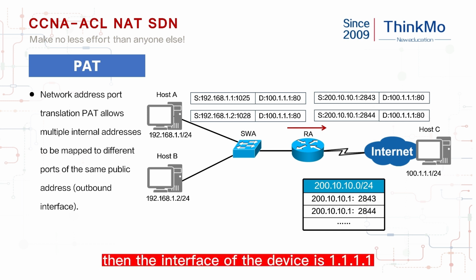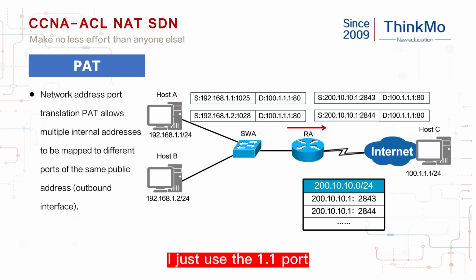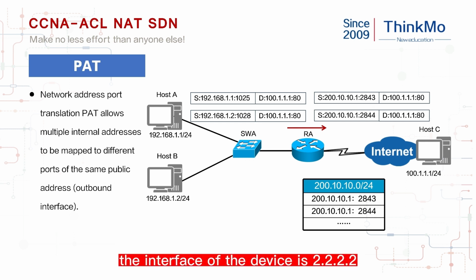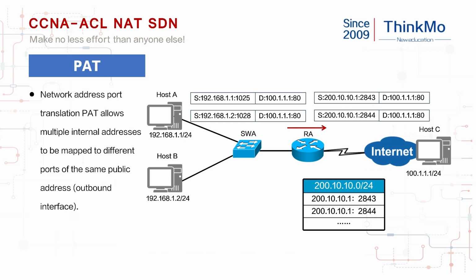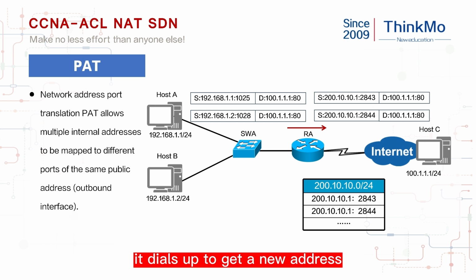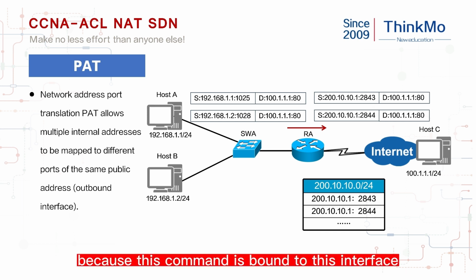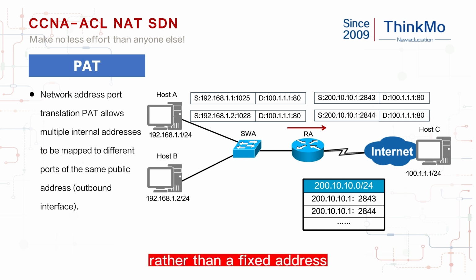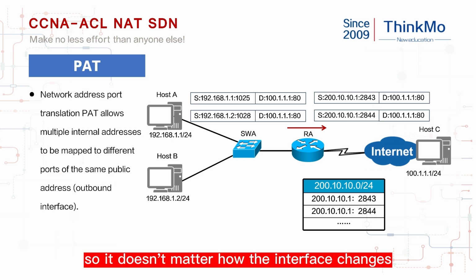Say the interface of the device is 1.1.1.1. I just use the 1.1.1.1 interface. The interface of the device becomes 2.2.2.2 when it dials up to get a new address. I just use its interface, because this command is bound to this interface, rather than a fixed address. So it doesn't matter how the interface changes.